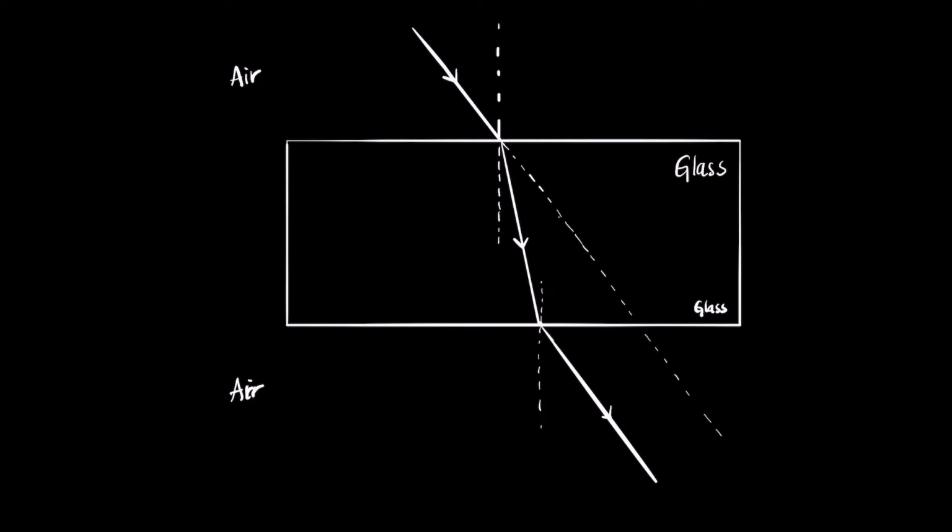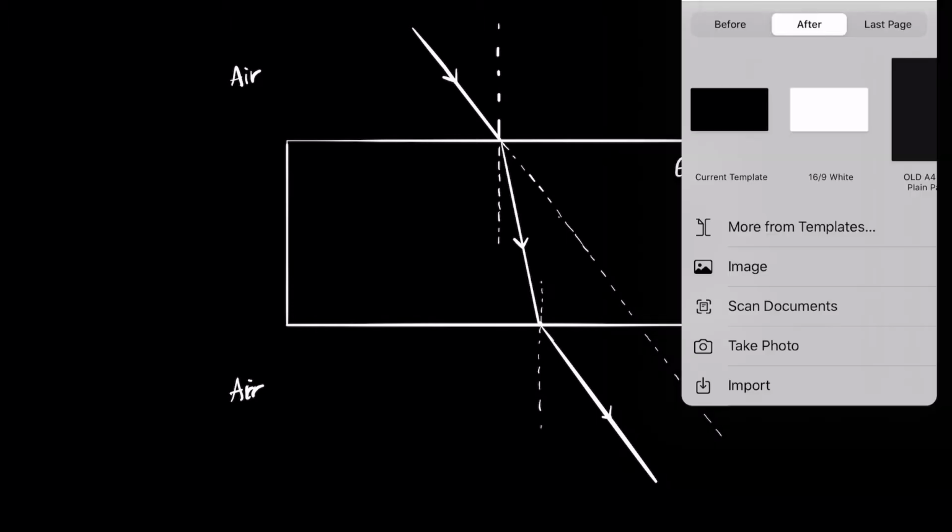Now let's consider the same phenomenon in a different version. For example, rather than having a rectangular block, let's say I had a block that looks somewhat like a trapezoidal shape.